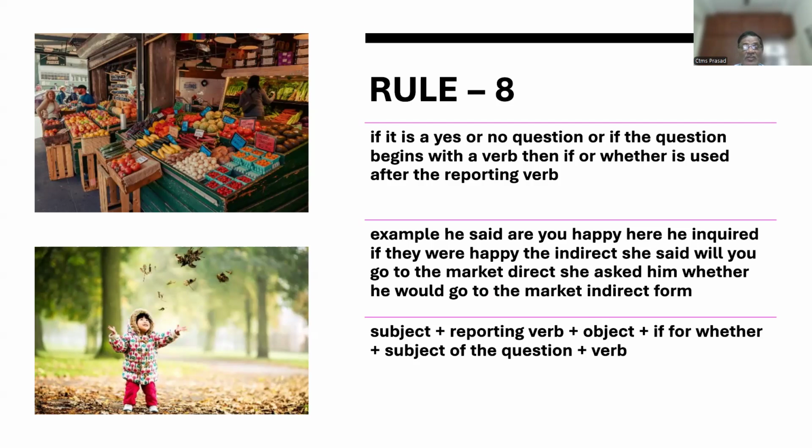She said, "Will you go to the market?" She asked him whether he would go to the market, in indirect form. So if it is a yes or no question, you have to use if or whether. See the formula: subject plus reporting verb plus object, if or whether, subject of the question, verb.